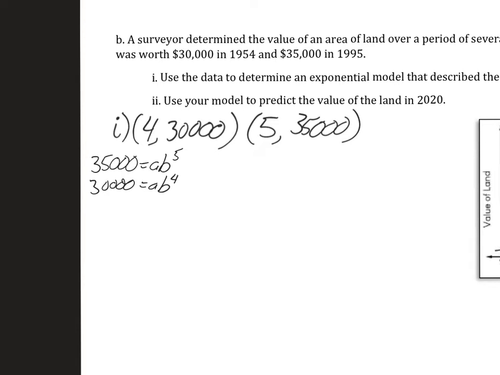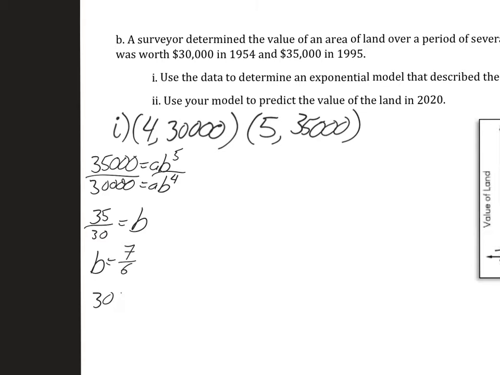Now we're going to divide both of these. That's going to give me 35 over 30 equals b. So we can leave it like that, or we can simplify it down and say b equals 7/6. That doesn't matter, or you can get a decimal. I'm just going to leave it as a fraction for right now. Okay, so now to do the next part, we're going to figure out a.